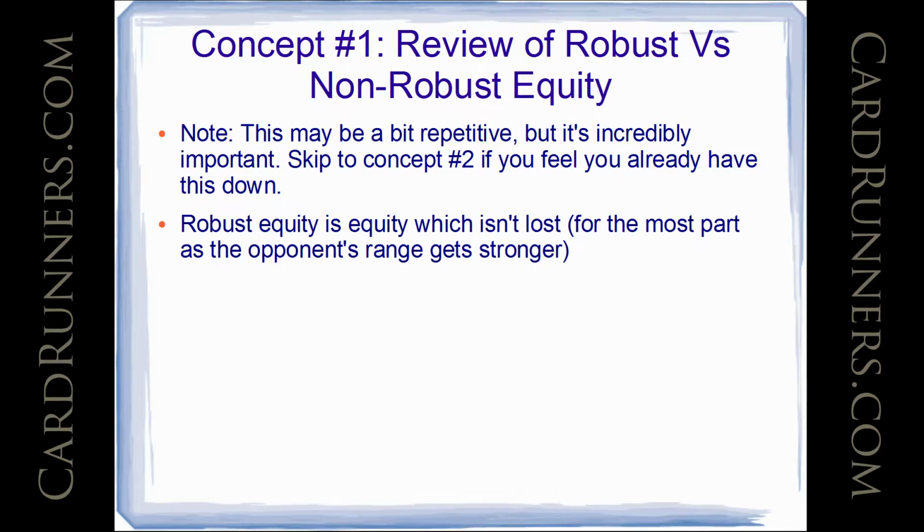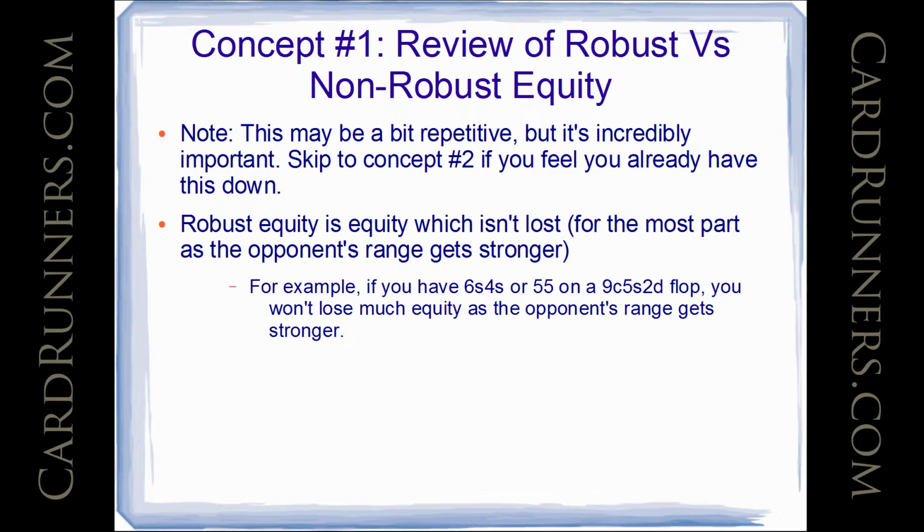All right. Robust equity is equity which isn't lost for the most part as the opponent's range gets stronger. So, for example, if you have 6-4 of spades or pocket fives on a 9 of clubs, 5 of spades, 2 of diamonds flop, you won't lose much equity as the opponent's range gets stronger. So if you look, 6-4 of spades, everyone would consider a bluff on the flop. It's a good bluff, but it has a gutshot to the nut straight, and it has the runner flush draw. That's a bluff that has robust equity.